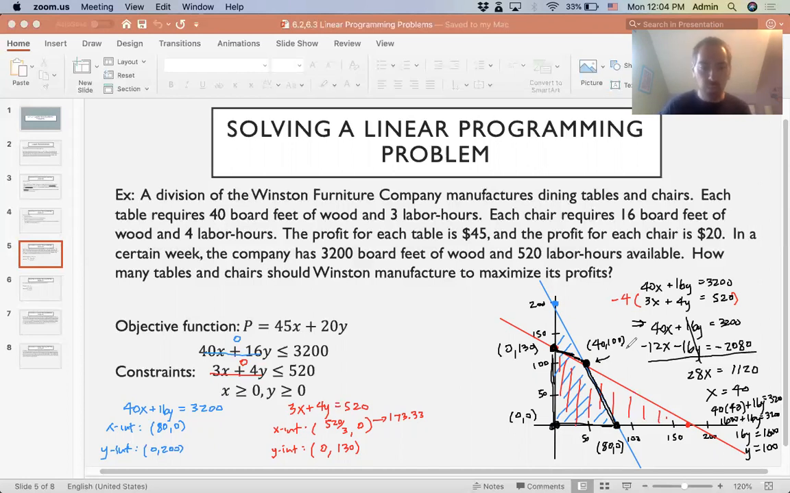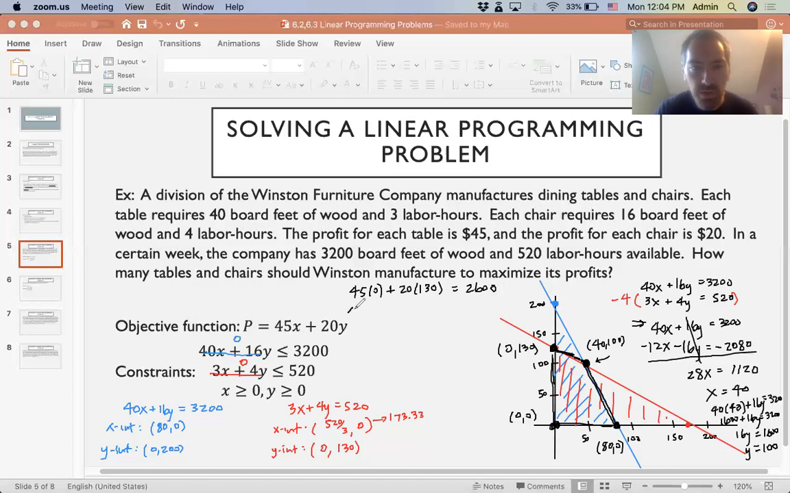Okay, so now we can evaluate the objective function at these corner points. Whichever one gives us the largest value will optimize our profit and will be our solution. Okay, and we said that 0, 0 is not going to maximize a profit, so we can skip that one. But we'll do this 0, 130. All right, so let's see, 45 times 0 plus 20 times 130 is 2,600.